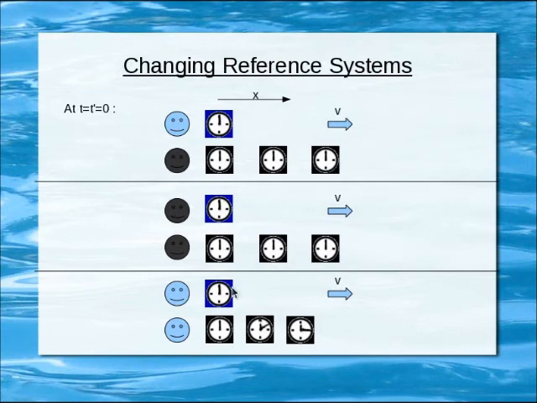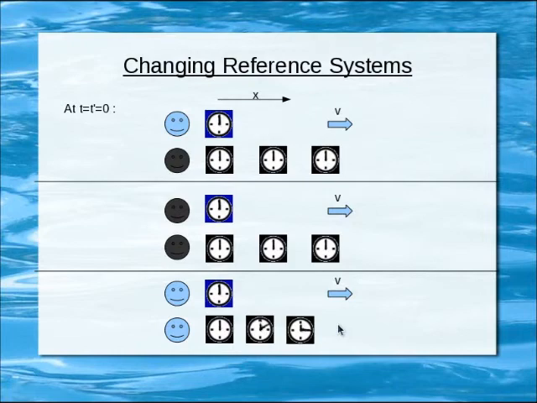Alright, now moving to the last set of cartoons. First of all, to the blue observer, the black clocks will seem to be closer together than to the black observer. And this is due to the length contraction that I told you about. But what about the time reading?